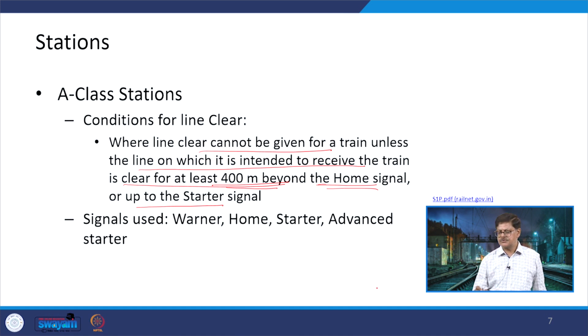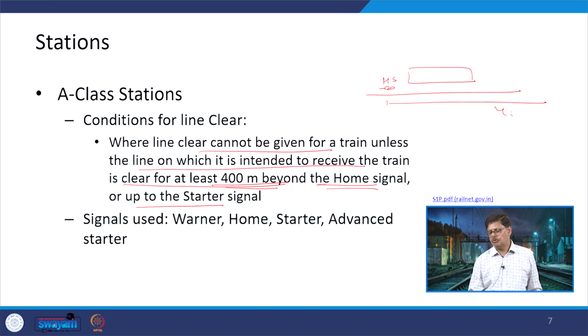The home signal is here. So, if this is a station, then the home signal is here. So, beyond this home signal up to 400 meters the line clear conditions are there, then this train can be taken in, it can come to this location and then afterwards whatever the dispatch conditions are there can be taken.